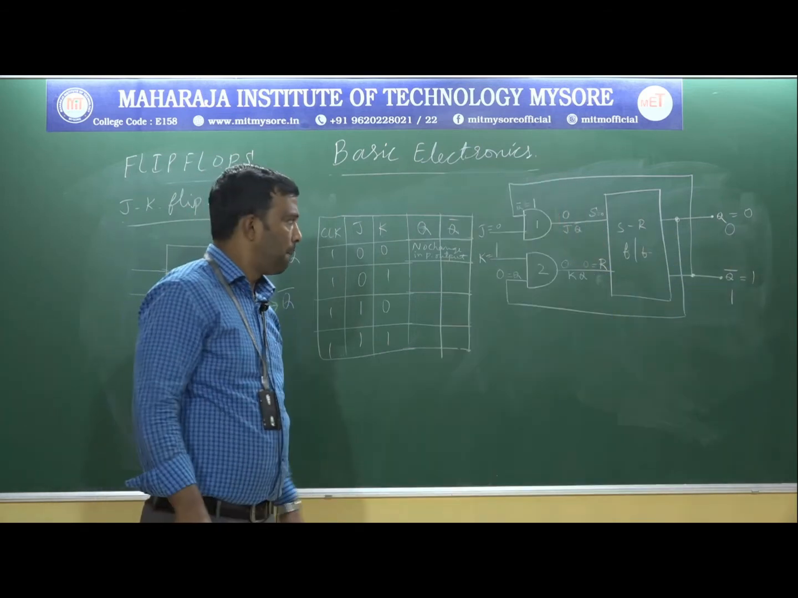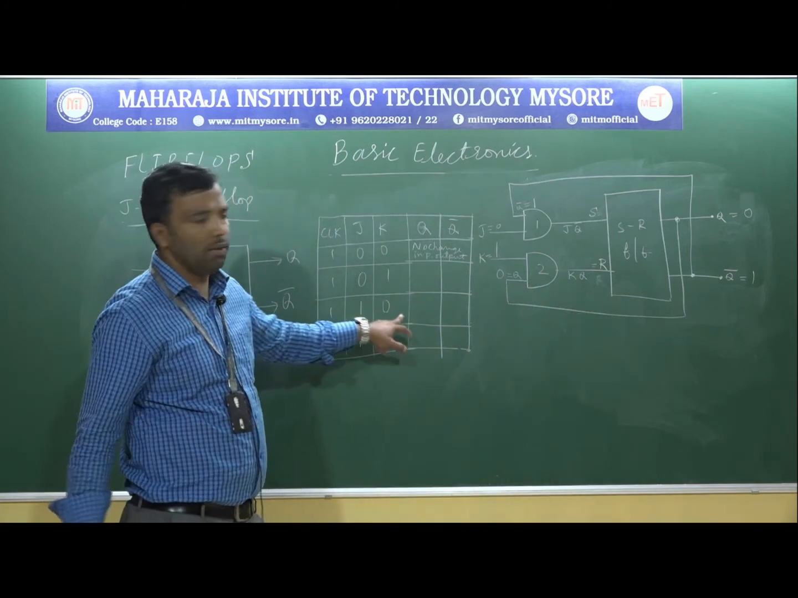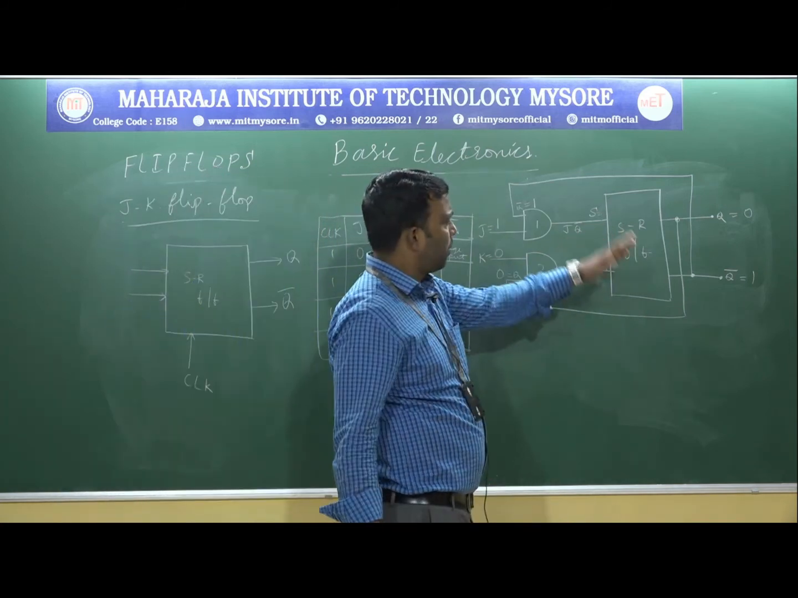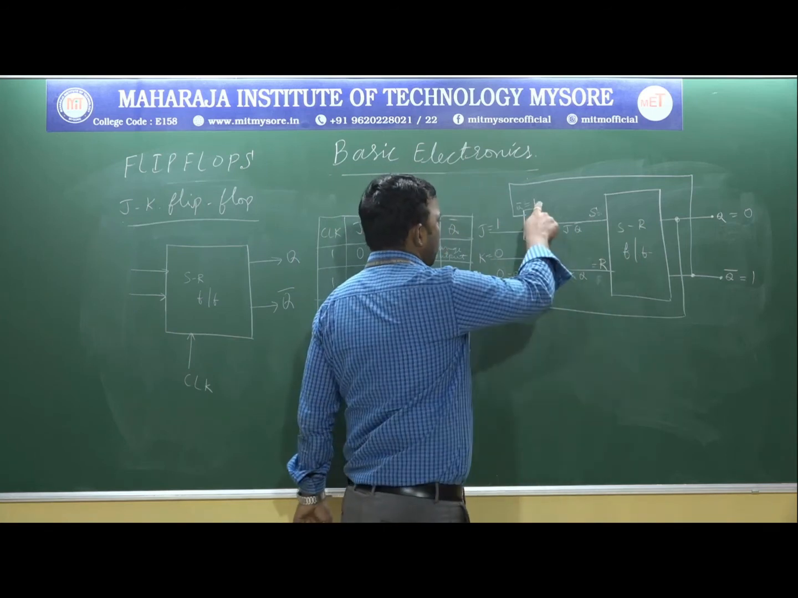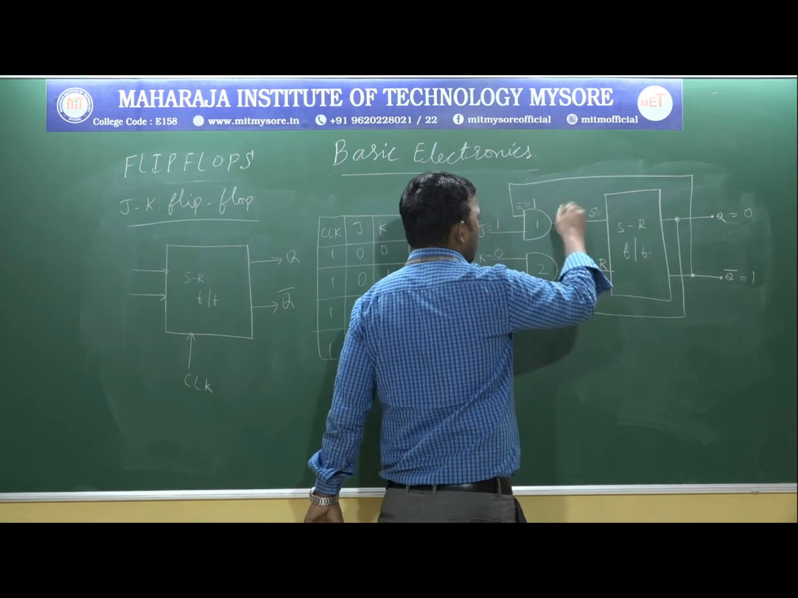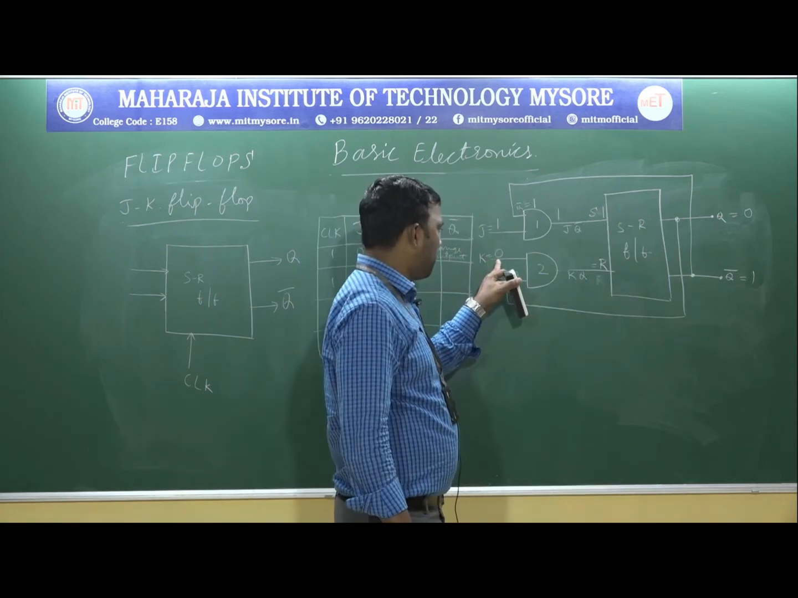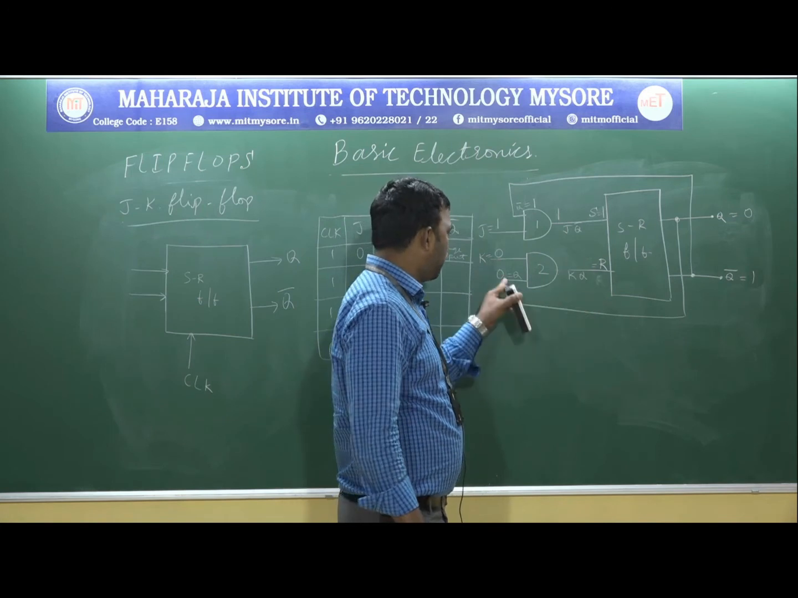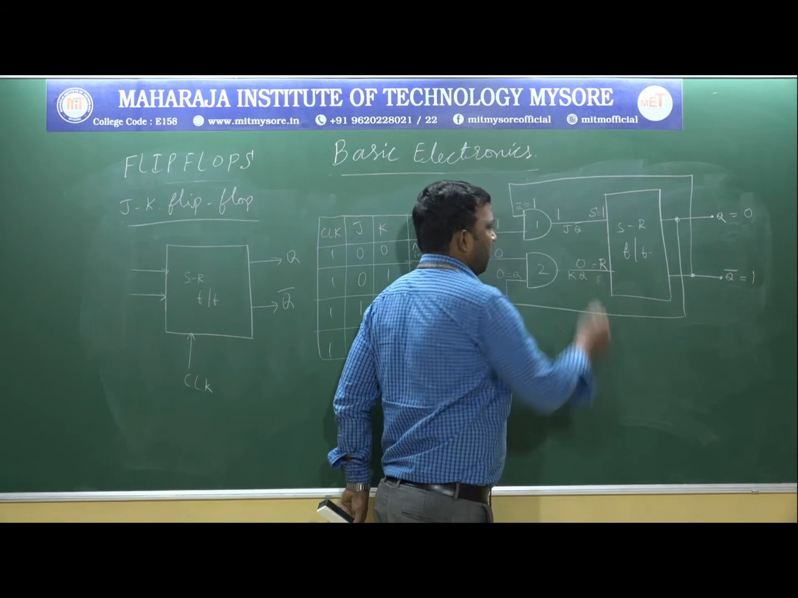The next condition is when J is 1 and K is 0. Let us consider Q and Q bar as 0 and 1 as before. Q bar is 1 and J is 1, so this becomes 1, therefore S equals 1. When K is 0 and Q is also 0, both are 0, so the output is 0.